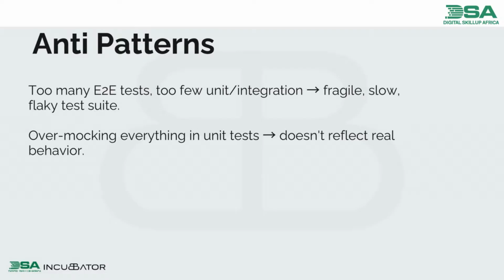So when it comes to anti-patterns, you don't want to have too many end-to-end tests or too few unit and integration tests, because that will be fragile and that will be slow, and that may lead to flaky test suites, because normally end-to-end tests are actually slow. Like I said when we were talking about the testing pyramid, testing also costs money. So you want to have a good balance between unit tests, integration tests and then end-to-end tests.